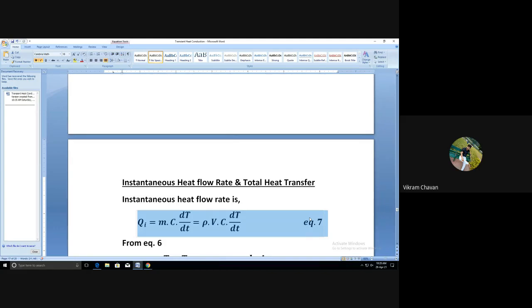So now to determine the instantaneous heat transfer, we have to consider the heat exchange formula, that is nothing but Q suffix i. Q suffix i represents the instantaneous heat transfer. So Q suffix i is equal to m c multiplied by dT divided by dt.